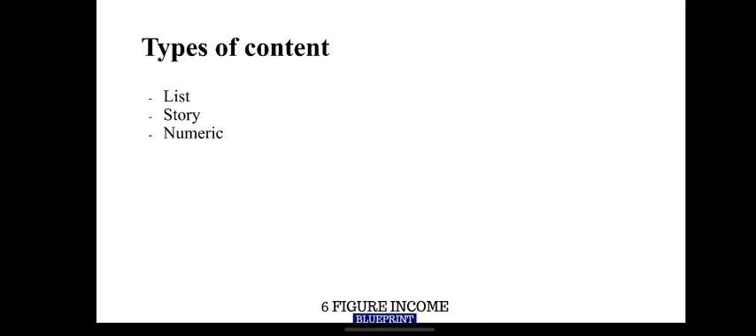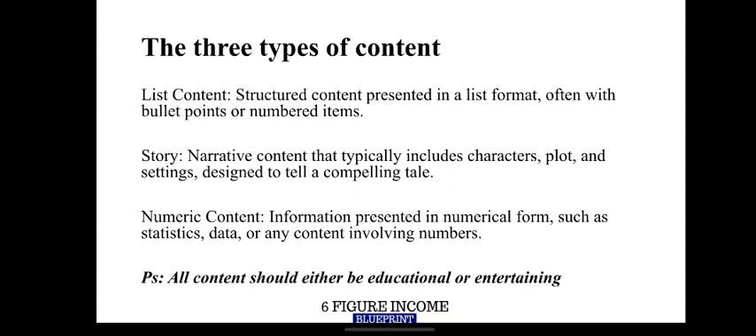Now, there are different types of content you can create on social media. Number one is the list kind of content. There's the story content. There's the numerical content. I'm going to explain that. Now, list content is structured content presented in a list format. Oftentimes they are in bullet points and numbered items.